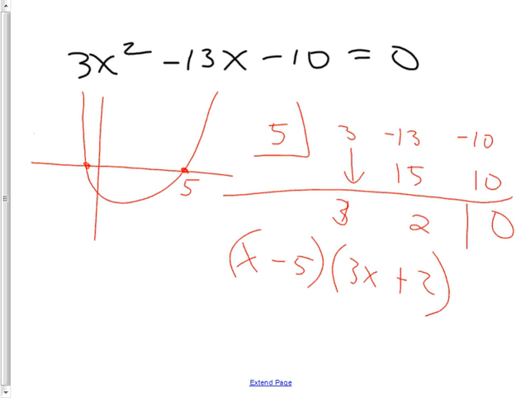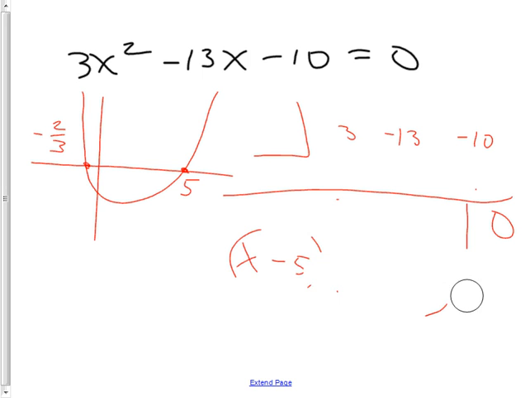Negative 2/3. I want to show you something. Negative 2/3 would have worked too. Let me show you. Put in negative 2/3. I drop this down, and it might not be as bad as you think, because it'll have a moment like this where the 3 times the 2/3, the 3's on the top and there's 1 on the bottom, will cancel.